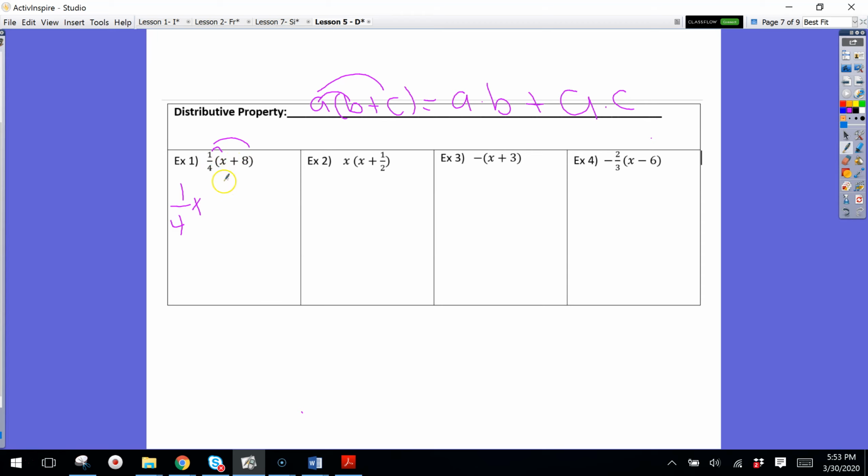Now here I just have an x. So when I multiply two x's by itself, I can say x times x. And then here I have x times 1/2, which is 1/2 x. Now here I can rewrite this a little bit better because a number times itself is just a number squared. I can rewrite this as x squared.